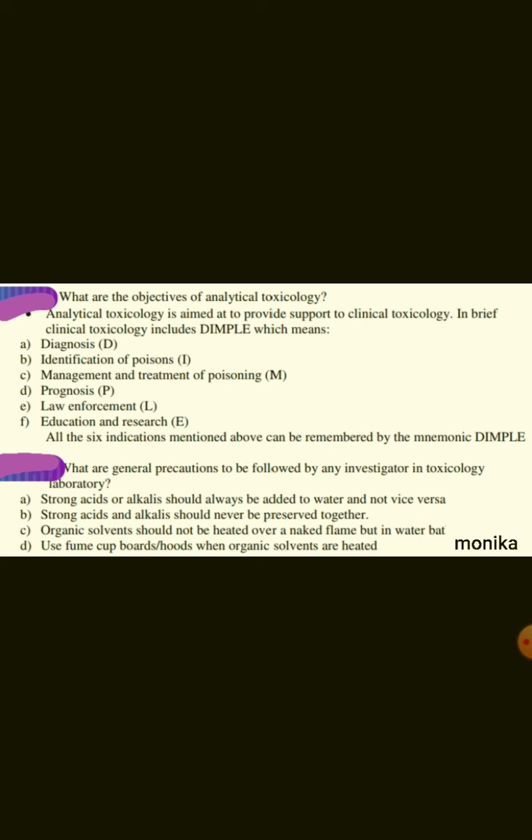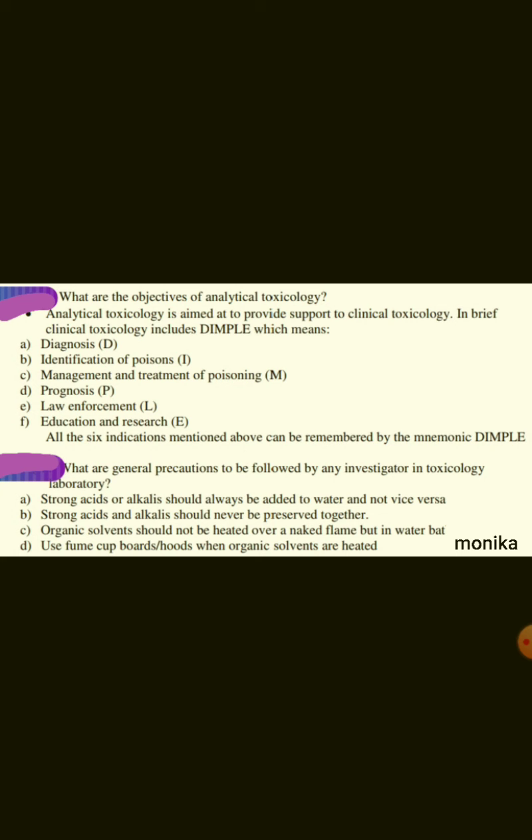Analytical toxicology is aimed at providing support to clinical toxicology. In brief, clinical toxicology includes DIMPLE, which means diagnosis, identification of poisons, management and treatment of poisoning, prognosis, law enforcement, education and research. All the 6 indications mentioned above are to be remembered by the mnemonic DIMPLE.